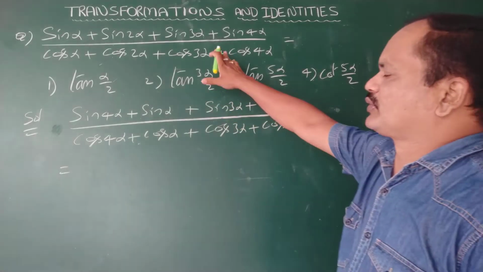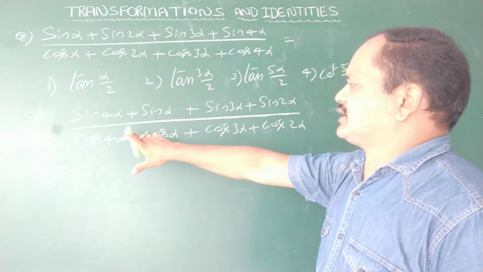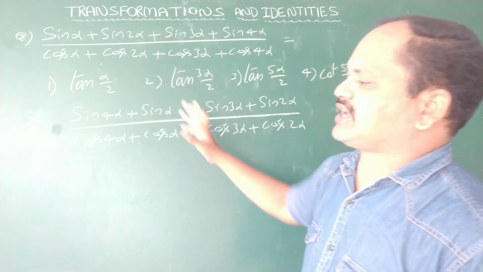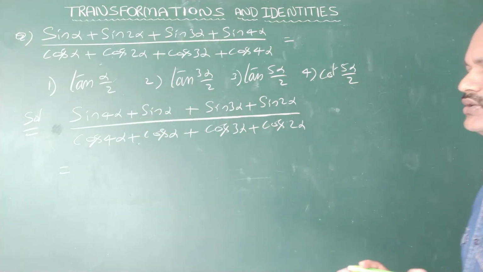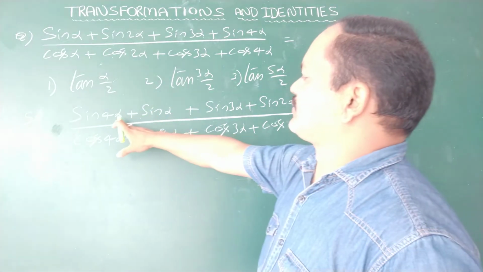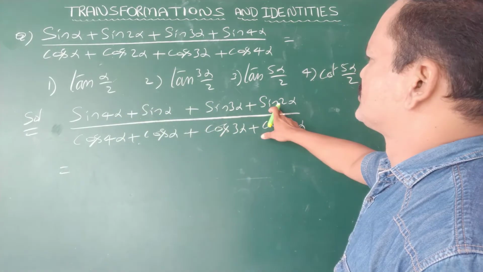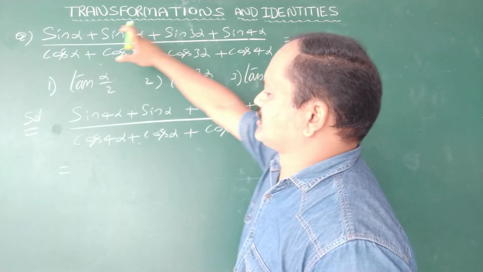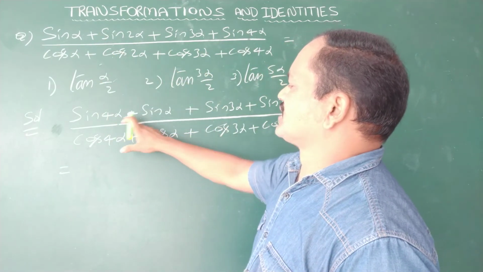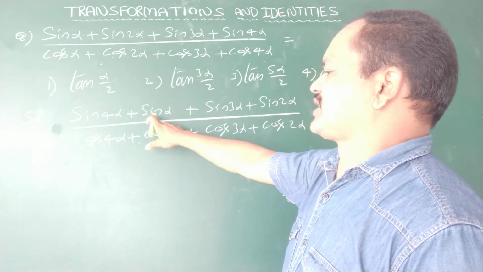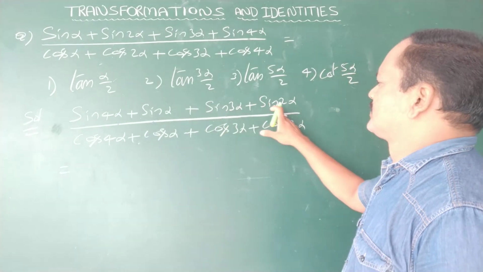Now we have to take the expression. Here it is sin 4 alpha. This can be written in order, so the order is sin 4 alpha plus sin alpha and sin 3 alpha plus sin 2 alpha. So these two we write in one set: sin 4 alpha plus sin alpha. Here it is sin 3 alpha plus sin 2 alpha.